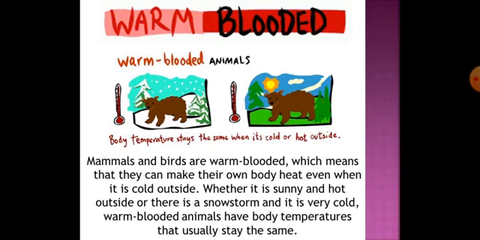Warm-blooded animals. Warm-blooded animals are the animals whose body temperatures stay the same when it is cold or hot outside. For example, mammals and birds are warm-blooded animals, which means that they can make their own body heat even when it is cold outside. Whether it is sunny and hot outside or there is a snowstorm and it is very cold, warm-blooded animals have body temperatures that usually stay the same.